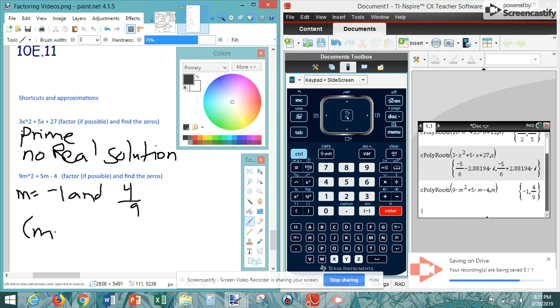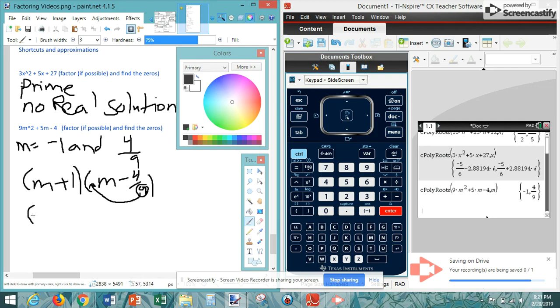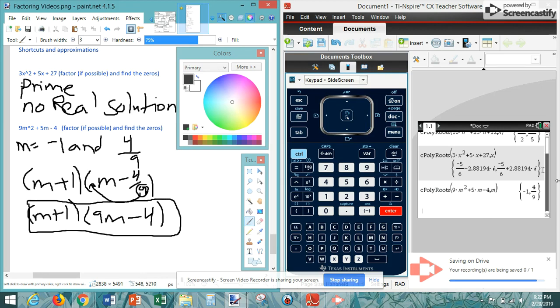So we have m plus 1 times m minus 4/9. When you have your zeros, it's always going to be the opposite signs for your factors. Now, just like the slide to divide from earlier, we don't want to keep this denominator here. We'll slide it to the front. So your factored form would be m plus 1 times 9m minus 4. And that would be your factored form using the calculator.